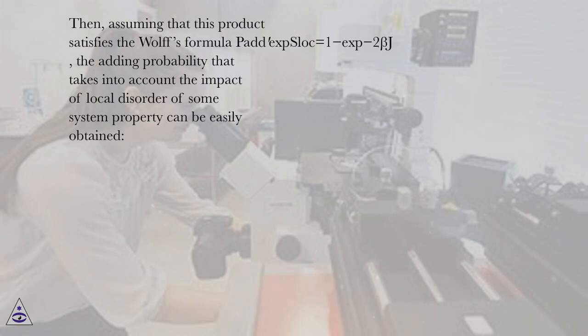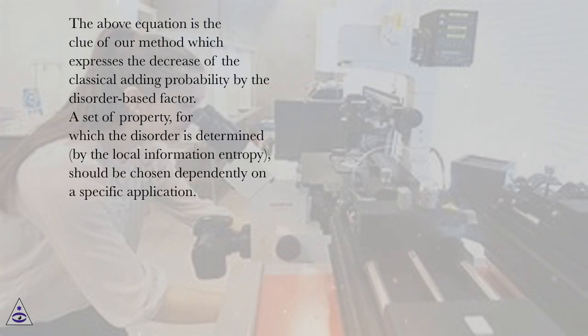Then, assuming that this product satisfies Wolff's formula, p_ad times p_ark equals 1 minus x minus 2 beta J, the adding probability that takes into account the impact of local disorder of some system property can be easily obtained. The above equation is the clue of our method, which expresses the decrease of the classical adding probability by the disorder-based factor. A set of properties for which the disorder is determined by the local information entropy should be chosen depending on a specific application.